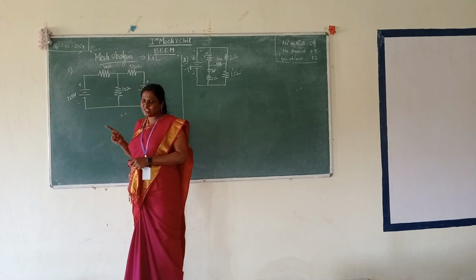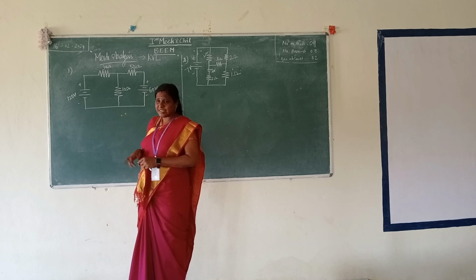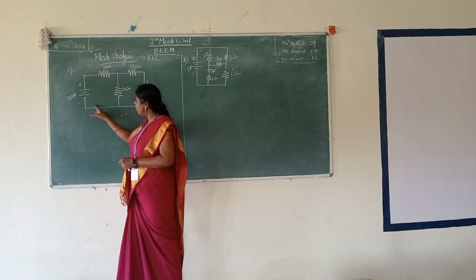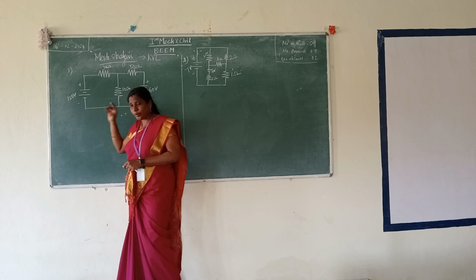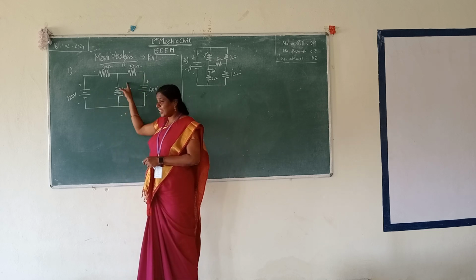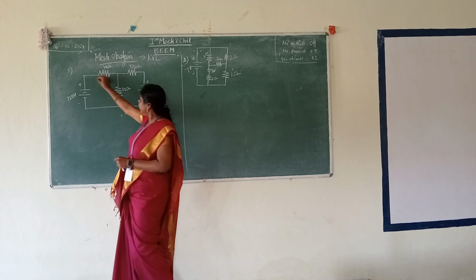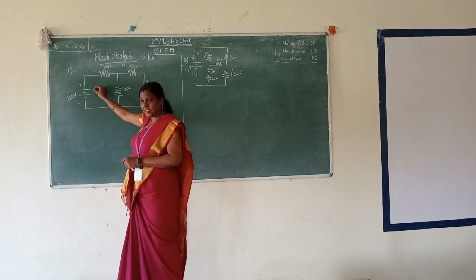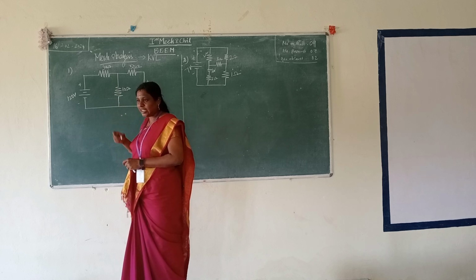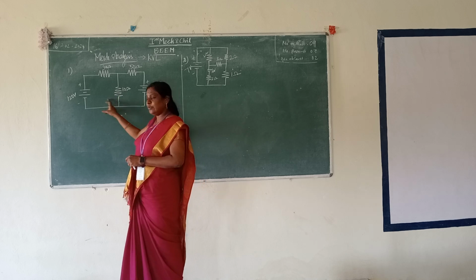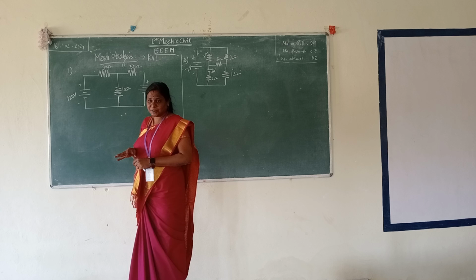A loop which does not contain another loop inside is called a mesh. Understand? So this is a loop which does not contain any other loop inside, so this is one mesh. Whereas this is another loop which does not contain any other loop inside, so this is another mesh. This entire thing cannot be a mesh because there is one loop inside. So what is a mesh? A loop which does not contain any other loop inside is called a mesh.